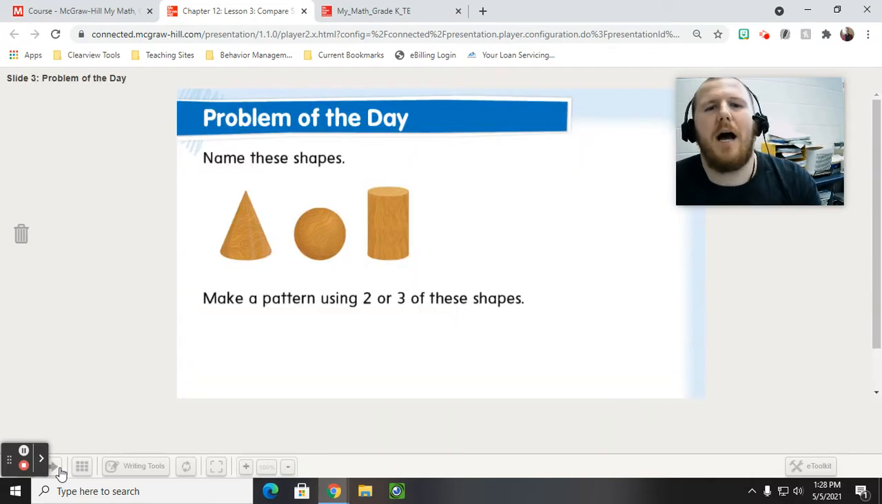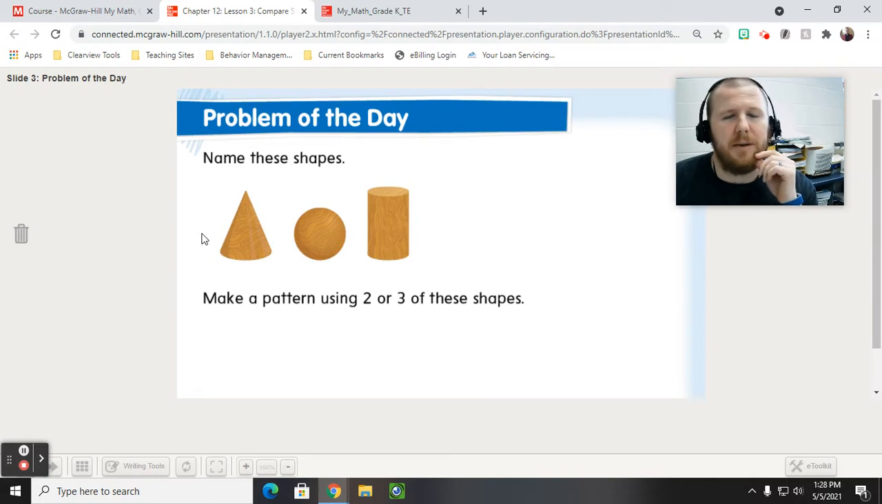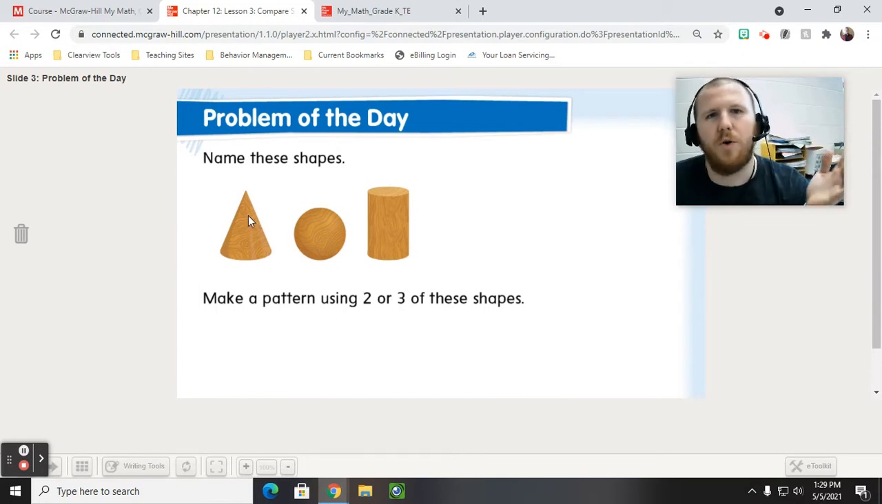Look, we're already talking about this. Name these shapes. This looks like a cone. Yes, just like an ice cream cone. You think about it, you know what that is? It holds the ice cream.